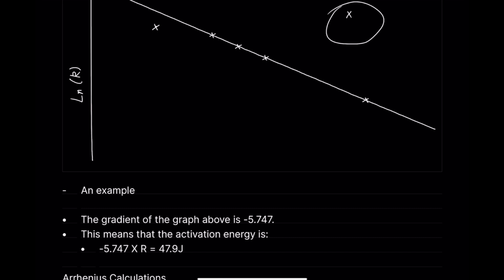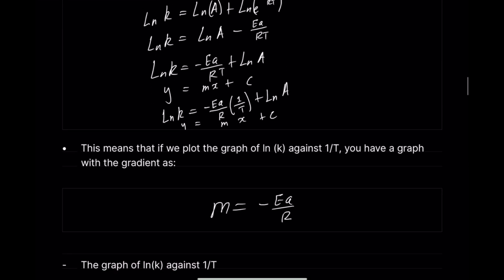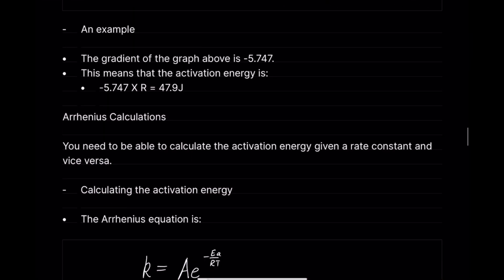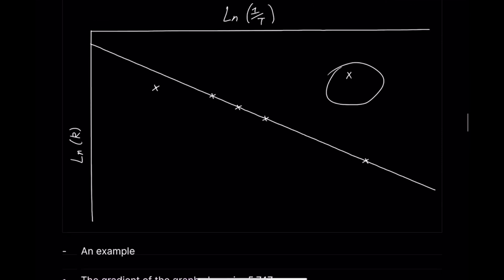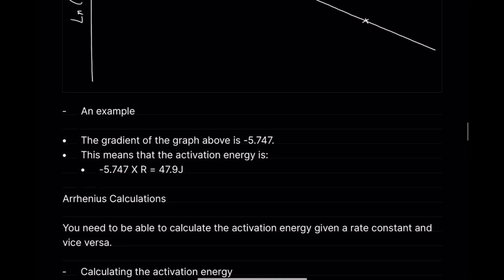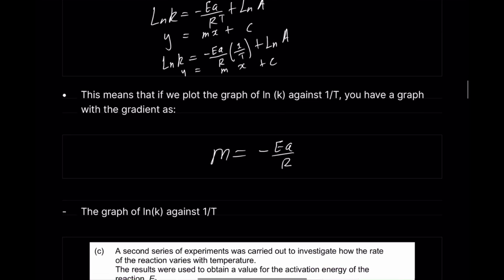But that doesn't necessarily mean that's what the activation energy is, because people forget that M is minus EA over R. So the gradient of the graph, M, in this case minus 5.747, is not equal to 47.9, is it? That probably sounds like a wrong value.